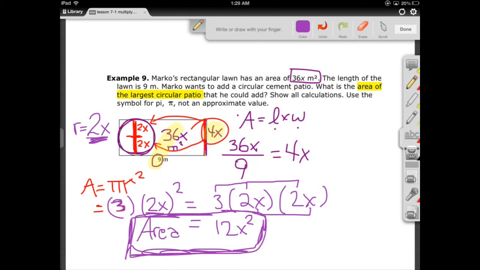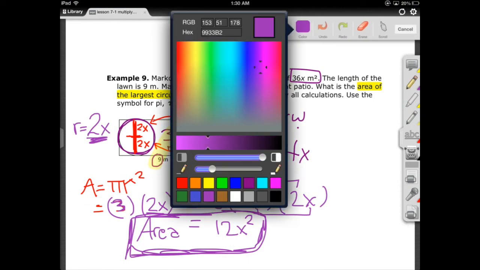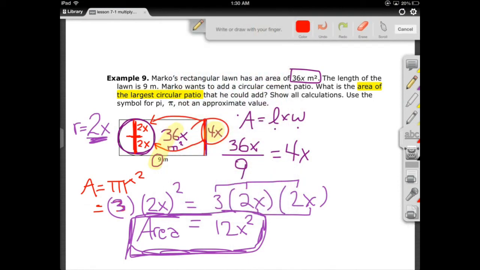And what gets a little confusing, I guess, is you're like, okay, if they would tell me what x is, I know the answer. They haven't told you what x is, but we know that it would be in meters squared. So this is what it would be for area, in meters squared, so as not to confuse.